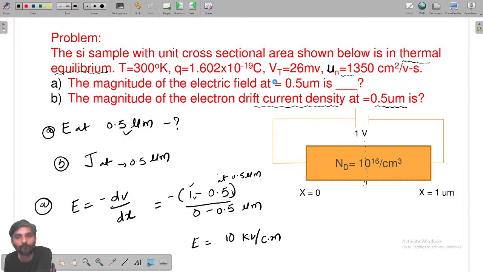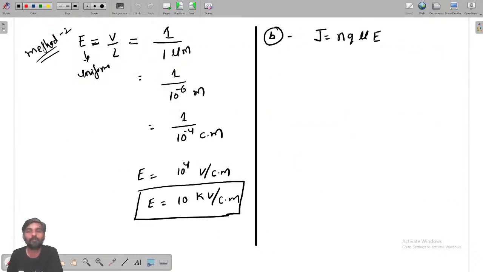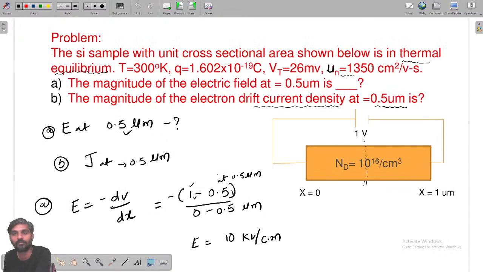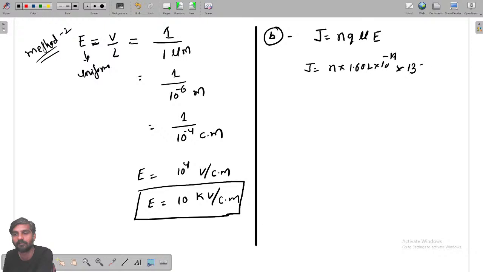A silicon sample is mentioned. So for a silicon sample, assume what is the value of ni. So J is equal to n into 1.602 into 10 to the power of minus 19, into mu n, which he has given as 1350, and E we just calculated, 10 into 10 to the power of 3. How will you write the value of n? Did he give the concentration value?